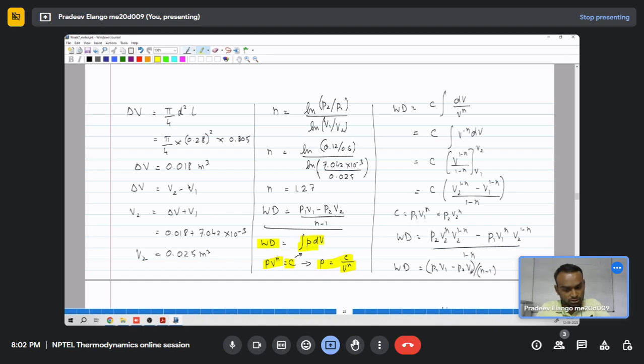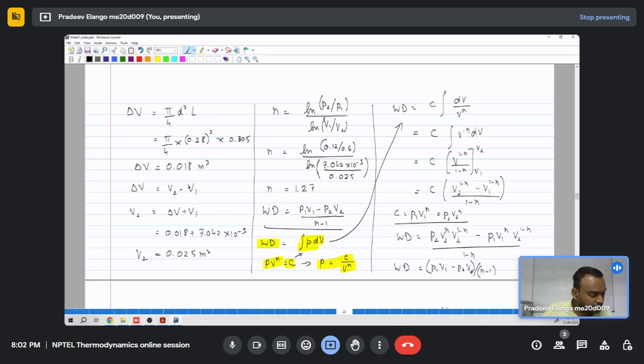Okay, so now I can write this integral. Instead of integral PdV, I can write integral constant into dV by V power n. From C equal to P1 V1 power n, here this constant I know is PV power n. So this can be given for state 1 and state 2. So C can be P1 V1 power n or P2 V2 power n.